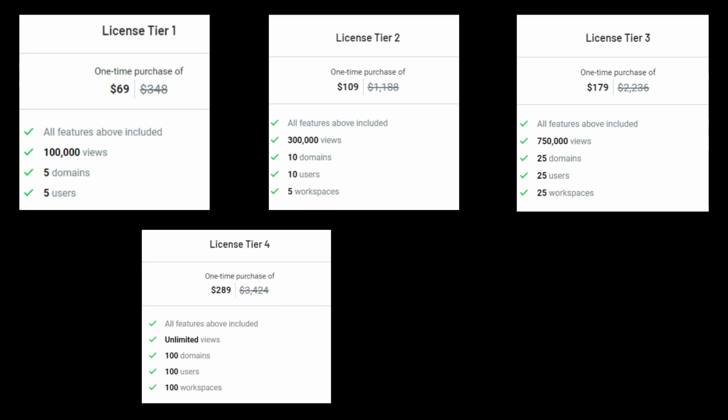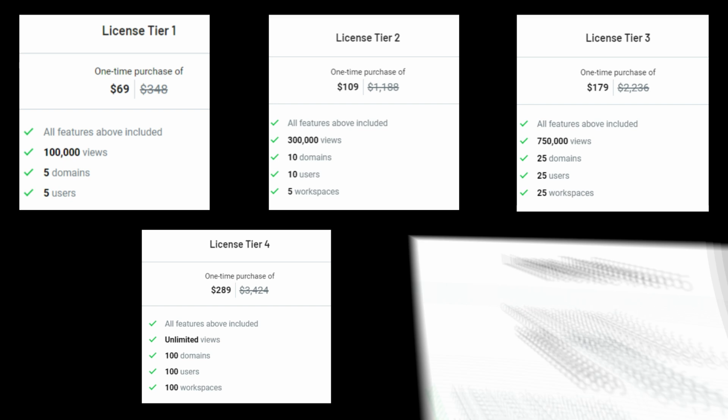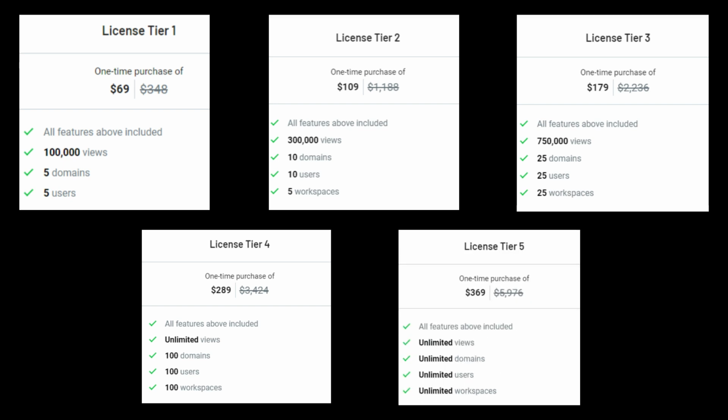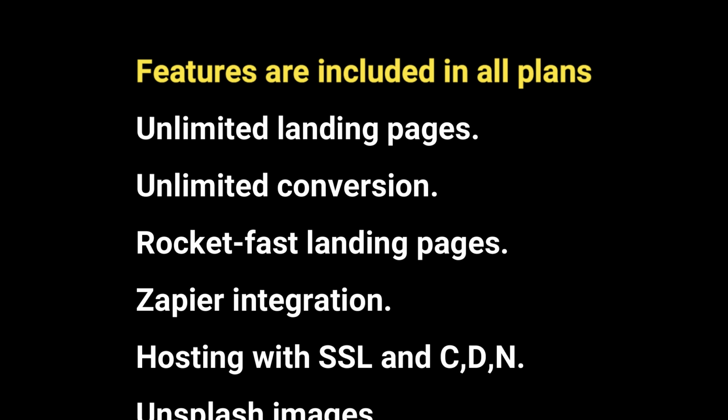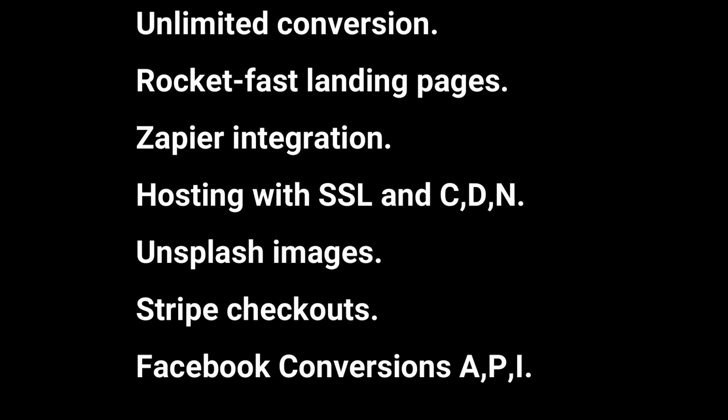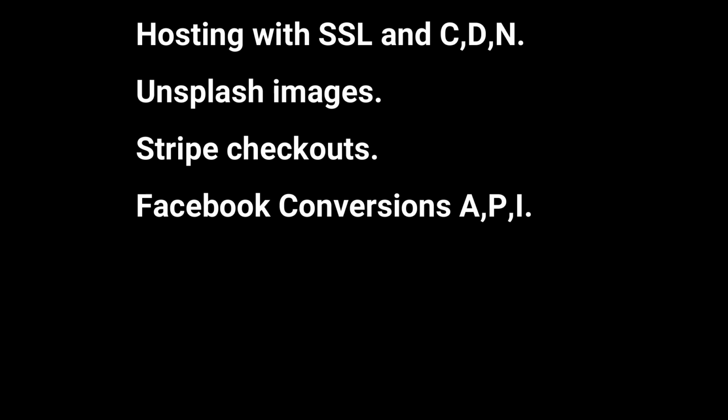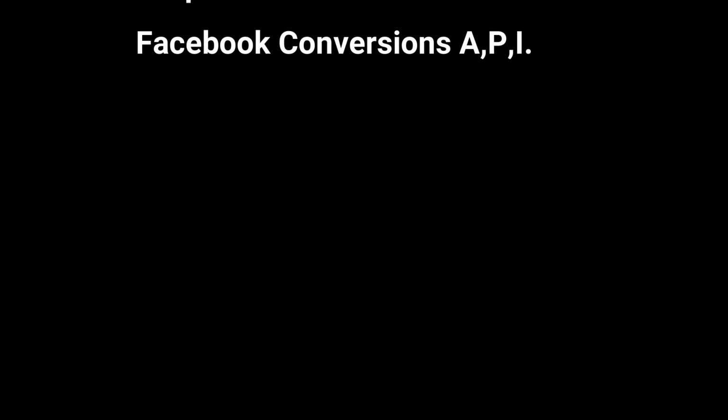License Tier 4, unlimited views, 100 domains, 100 users, and 100 workspaces for $289 instead of $3,424. And License Tier 5, unlimited views, unlimited domains, unlimited users, and unlimited workspaces for $369 instead of $5,976. Features included in all plans: unlimited landing pages, unlimited conversion, rocket fast landing pages, Zapier integration, hosting with SSL and CDN, Unsplash images, Stripe checkouts, Facebook conversions API.